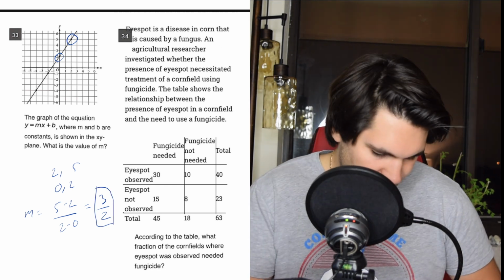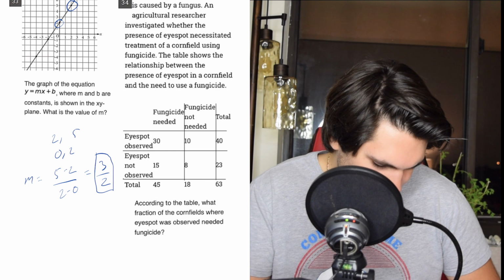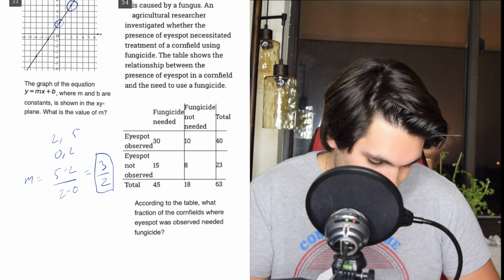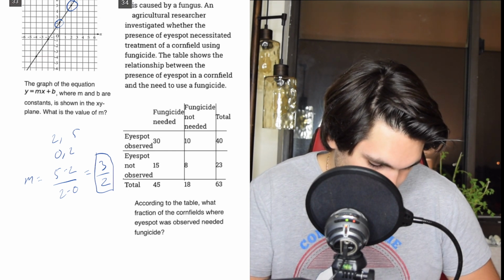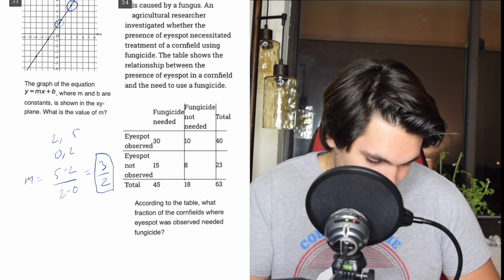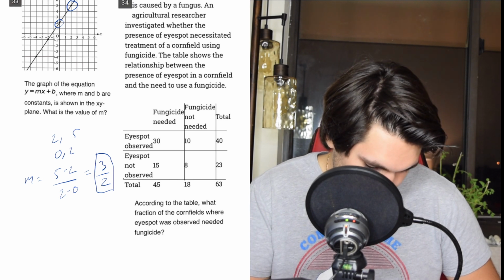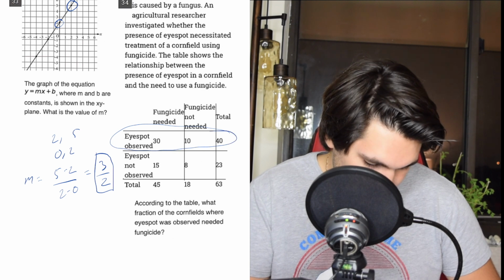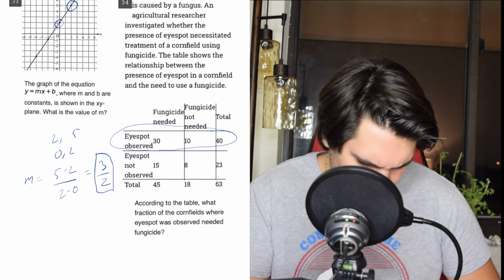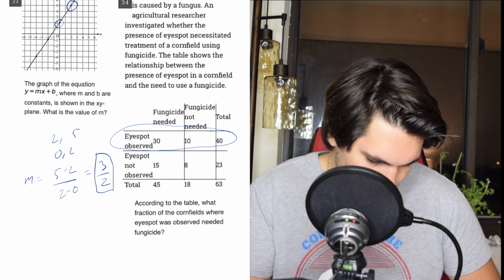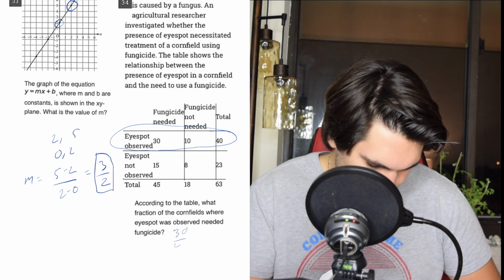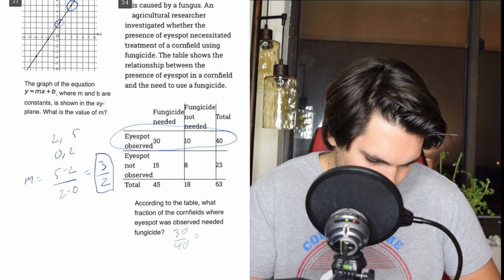Great. Number 34, a bunch of information. According to the table, what fraction of the cornfields where I spot was observed? What fraction of the cornfields where I spot was observed? Okay. So here, needed the fungicide was 30 out of 40. Which is 3 out of 4.